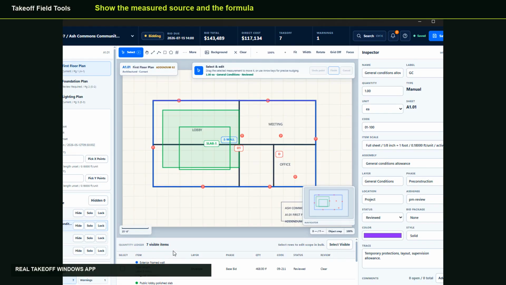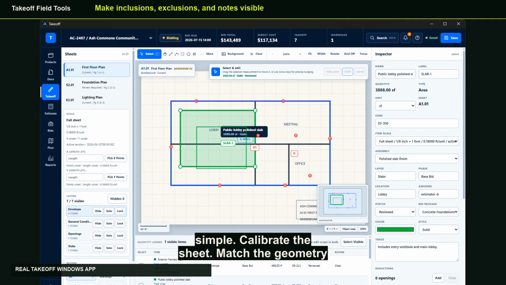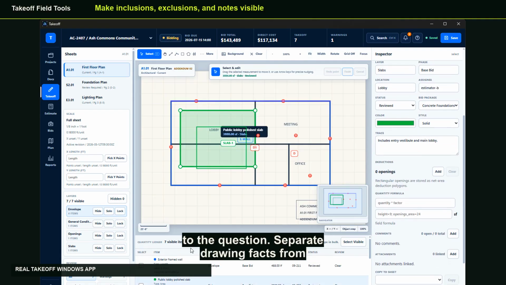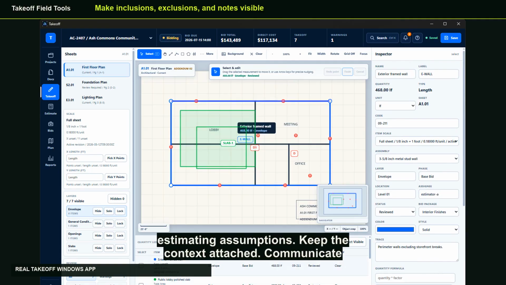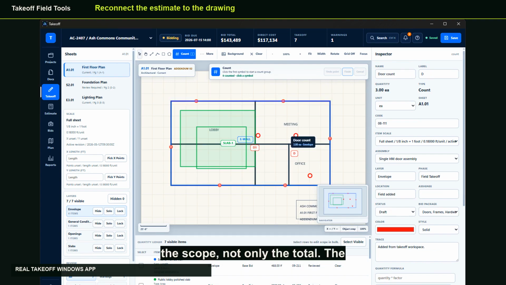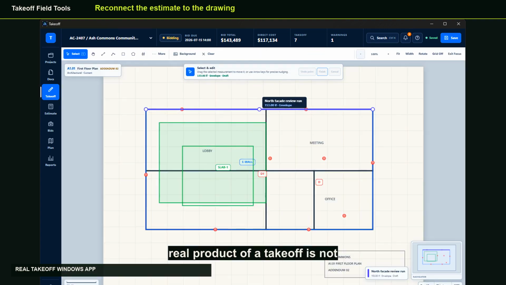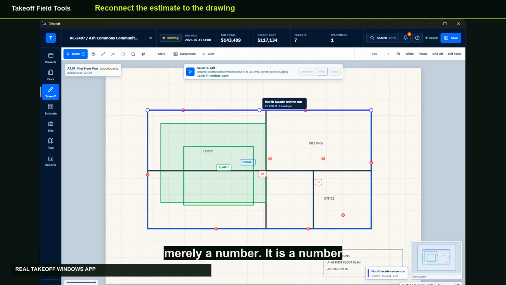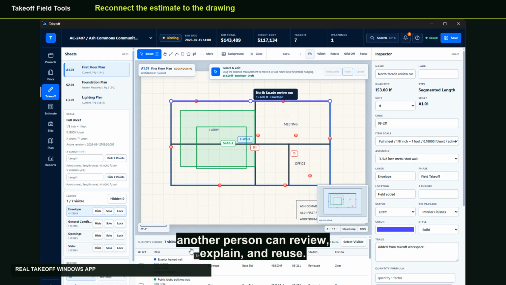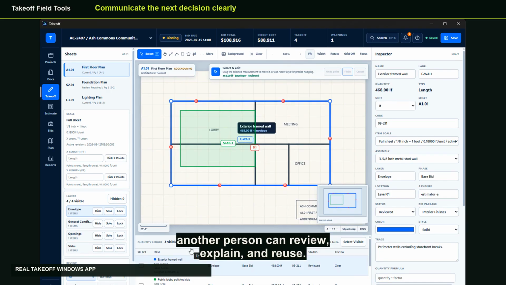The 5 checks are simple. Calibrate the sheet. Match the geometry to the question. Separate drawing facts from estimating assumptions. Keep the context attached. Communicate the scope, not only the total. The real product of a takeoff is not merely a number. It is a number another person can review, explain, and reuse.